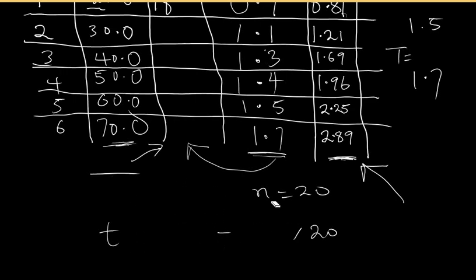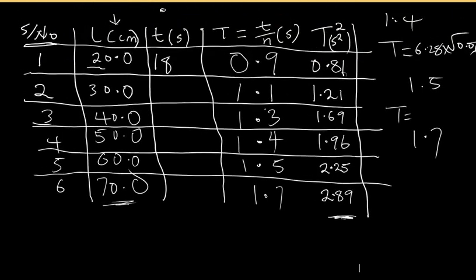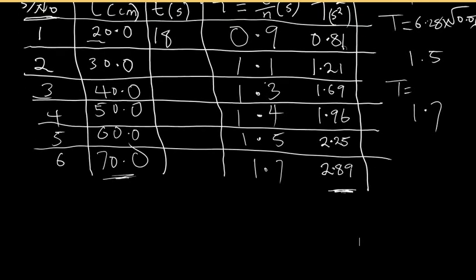Usually you'll be asked to draw the graph of t squared against the length. That is, t squared on the vertical axis and the length on the horizontal axis. Okay, t squared against L, the length.